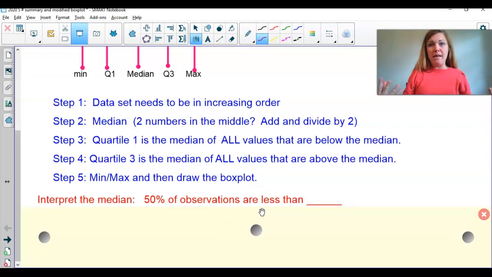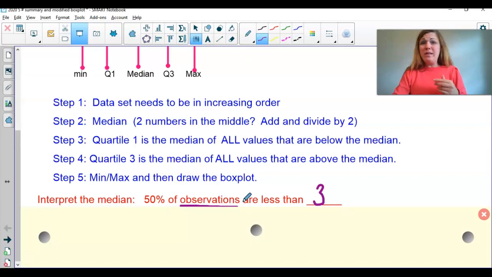When we are interpreting the median, we want to use this sentence frame. If someone said, well, what does it mean that that's the median? I would tell you that 50% of the observations, and an observation is that number in that data set, are less than our median, which is 3. So I would say 50% are less than 3. Now I also want to make sure that I'm putting this in context. If they were test grades, I wouldn't say observations. I would say 50% of the test grades are less than 3. I always tell the story behind that number.